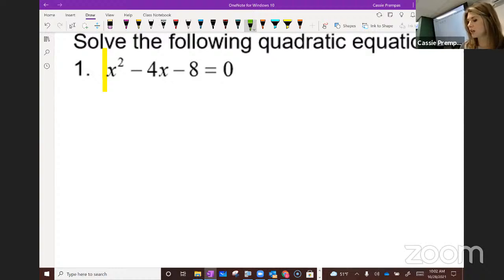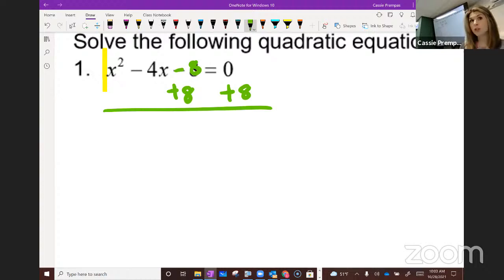Good, the minus 8. So we need to move that to the other side. So I'm going to add it, and that's going to give me, now do this with me, leave a space after the 4x. So when I recopy this down, I'm going to write down x squared minus 4x, and I'm going to leave a space on purpose, is equal to 8.